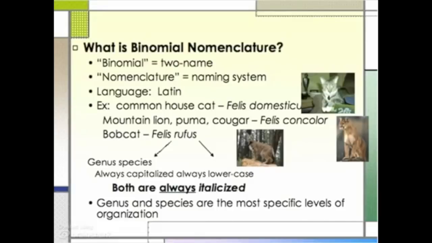If you notice, in every one of them, there's a genus and a species name, and the genus is always capitalized and the species is always lowercase. But both of those names are always italicized. So if you look at the common house cat, the genus is the first name, Felis, capitalized. The species is the second name, domesticus, lowercase, but both words are italicized. The genus and the species are the most specific levels of organization, so they are like their first and last name.